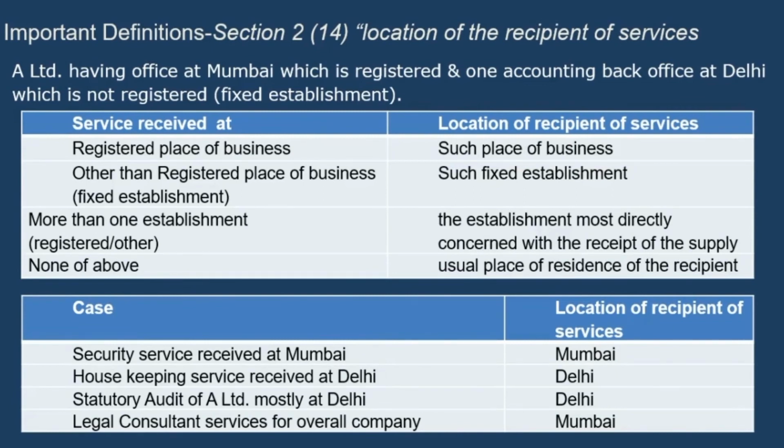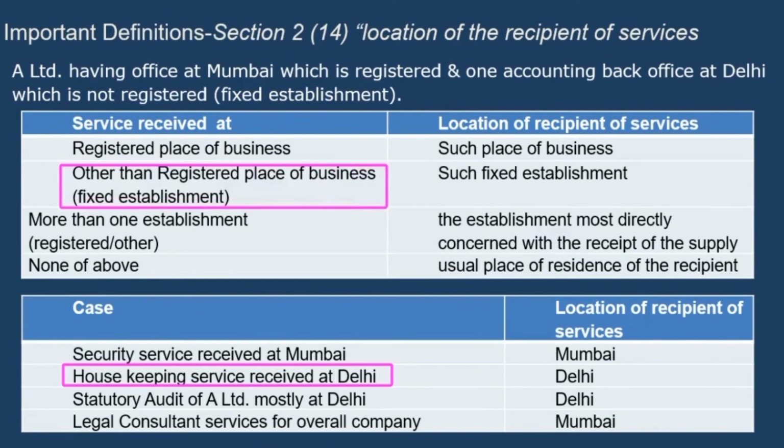Similarly, second, housekeeping services received at Delhi. At the Delhi office, for cleaning purposes, some housekeeping services were hired. So what in that case? Other than the registered place of business, services are received at such place of business, such fixed establishment. So such fixed establishment, the Delhi office, will be treated as the location of recipient of service.